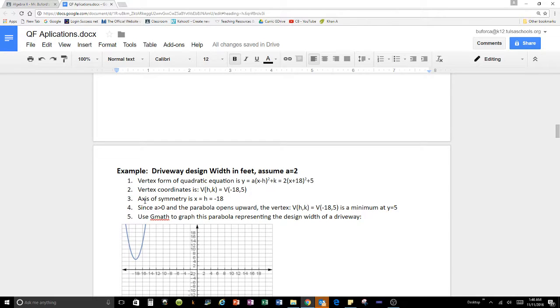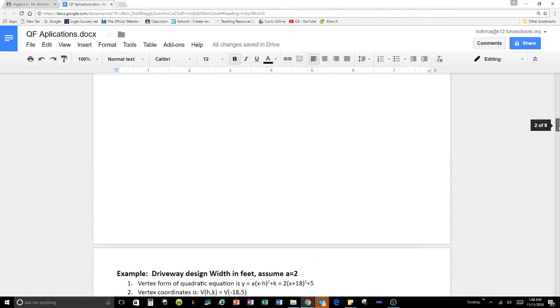Okay. Then what is our axis of symmetry? Remember, the axis of symmetry is the value of the line at x that cuts the parabola right in half. So how far over do we have to go from x equals 0 to get to the point where we cut the parabola right in half? And we have to go over minus 18 units, as you'll see here.